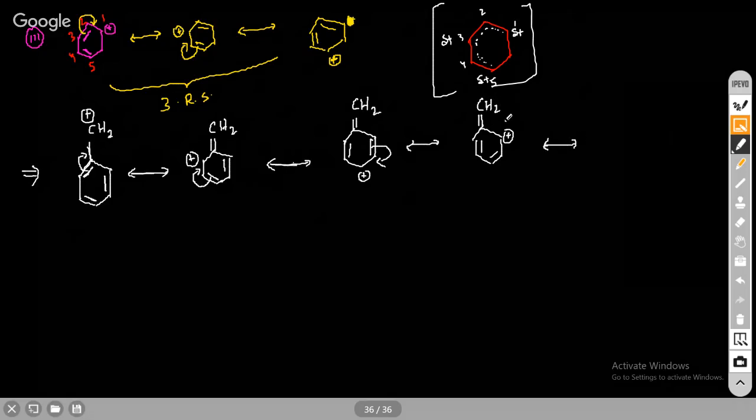And the next structure will be what? This pi electron comes over here. Double bond, and then CH2 plus. So 5 resonating structures possible, 5 RS total, including this. The given molecule is also a resonating structure. You see, in all these, we are considering the given molecule also. Understood?